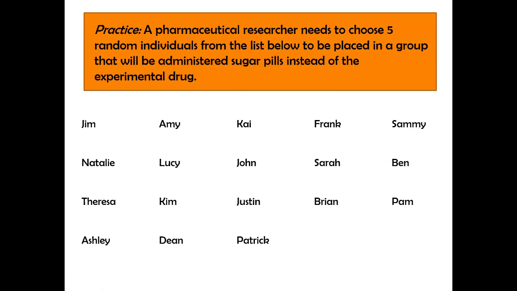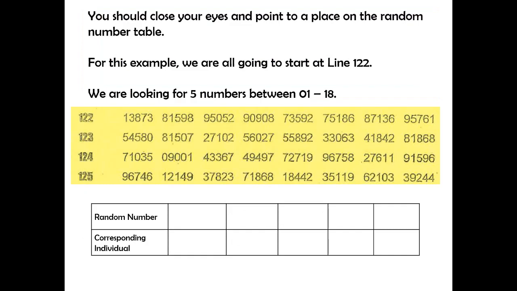Now notice that you don't have to put 0, 1 in on your calculator. So let's do a little practice. A pharmaceutical researcher needs to choose 5 random individuals from the list below to be placed in a group that will administer sugar pills instead of an experimental drug. So we close our eyes, point to a random place on the number table. In this case, we randomly point to the beginning of line 122, and we're looking for 5 numbers between 01 and 18.